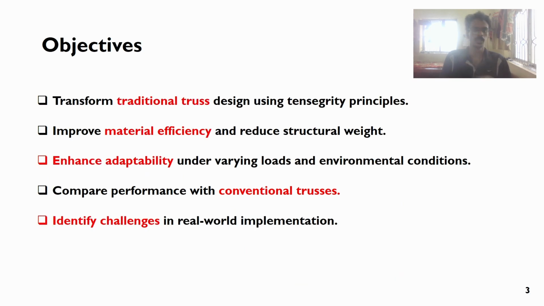So what are the objectives right now? Here I'm going to apply the tensegrity principle to reduce the structural weight and improve material efficiency, and enhance adaptability under varying loads and environmental conditions. We'll be comparing against conventional truss performance. This is the latest stage, so right now I'll only be giving you the ideology of how it works.